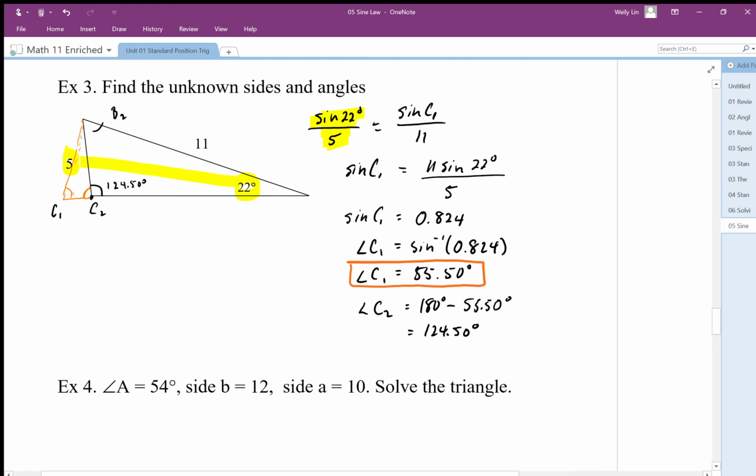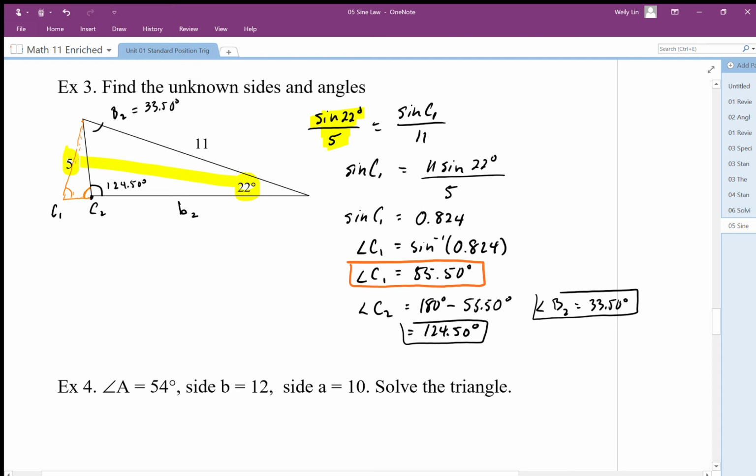That allows me to solve for the angle in here, which I'm going to call B2. We just subtract from 180: 180 minus 22 minus 124.5, so we get 33.50 degrees. Angle B2 is equal to 33.50 degrees. I'm going to highlight those because those are the angles I'm solving for. I'm also going to solve for side B, which I'm going to call B2.